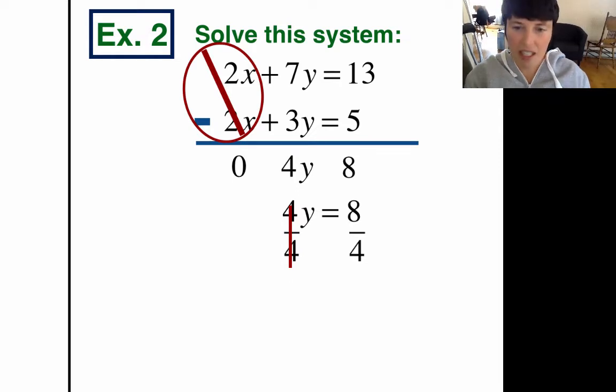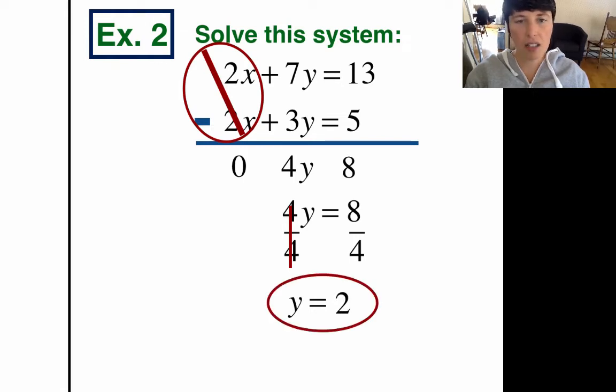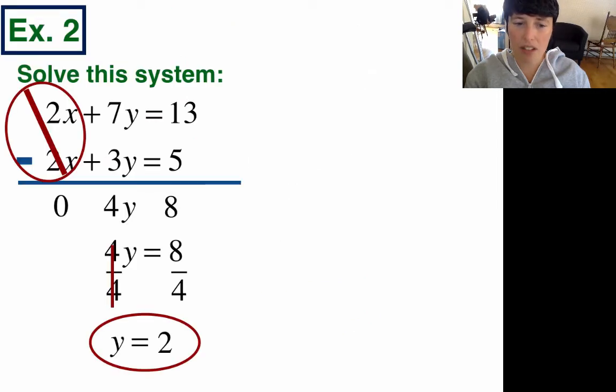We're going to divide the 4 away. Now the 4's cross out. And 8 divided by 4 is 2. So there's our answer. Y is equal to 2. Awesome. Now we're not totally done. Don't forget, we got to solve for x. We need both answers. So I'm going to solve for x quickly.